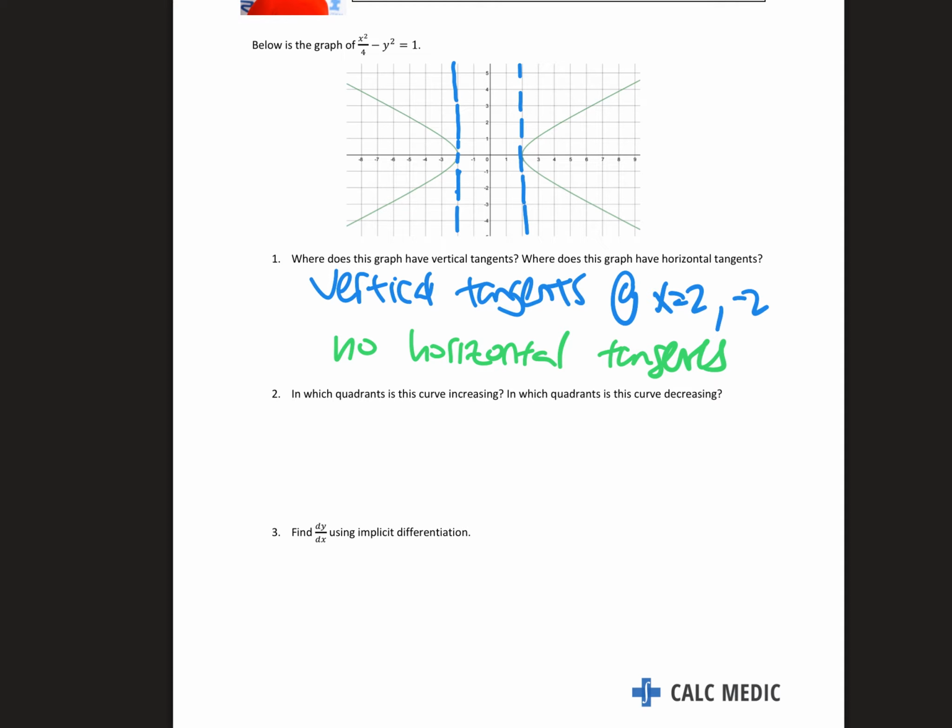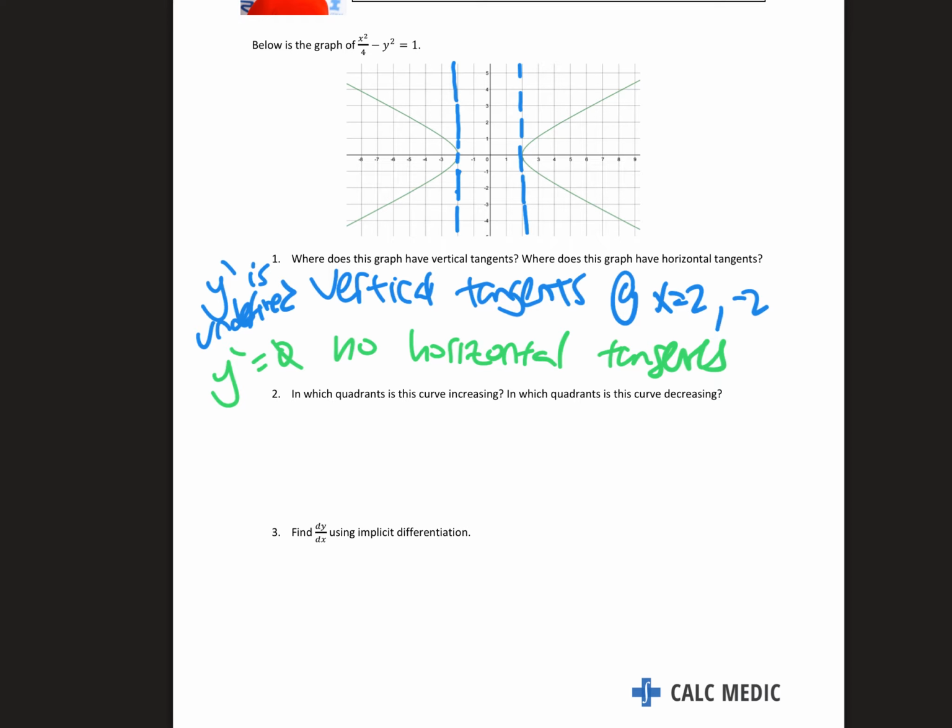And remember, when do you have vertical tangents? You have vertical tangents when y prime is undefined, and you have horizontal tangents when y prime is equal to 0. Just keep that in mind, okay?